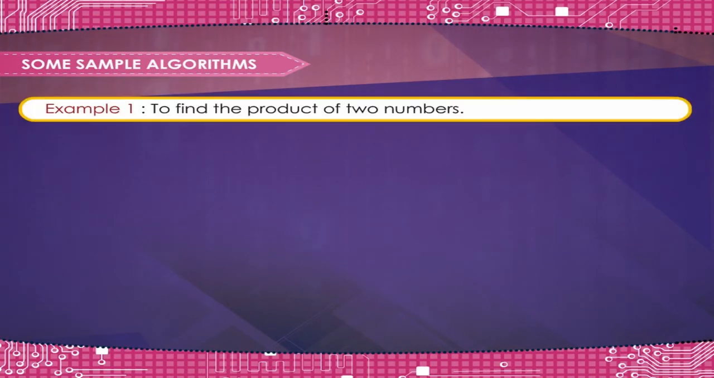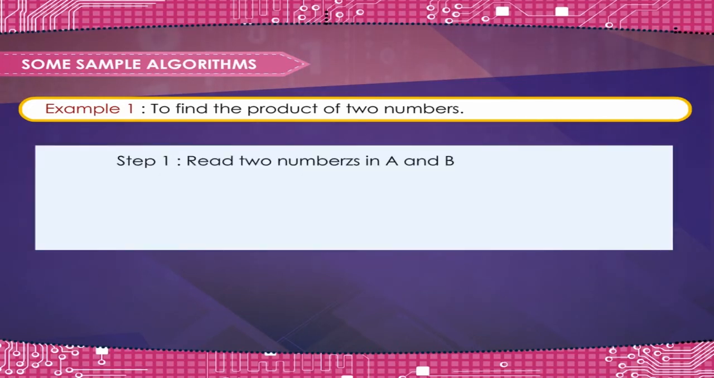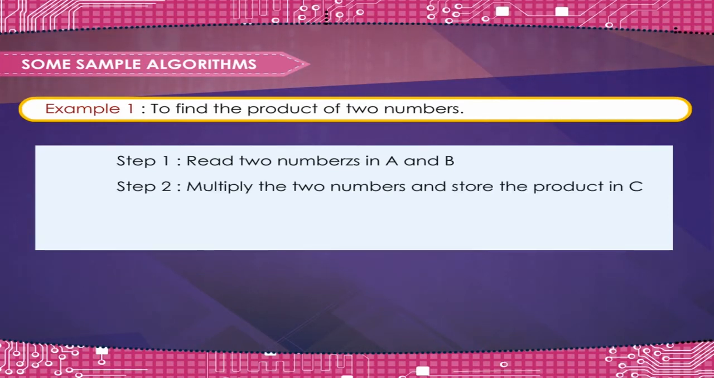Some sample algorithms. Example 1. To find the product of two numbers. Step 1. Read two numbers in A and B. Step 2. Multiply the two numbers and store the product in C. Step 3. Print C. Step 4.